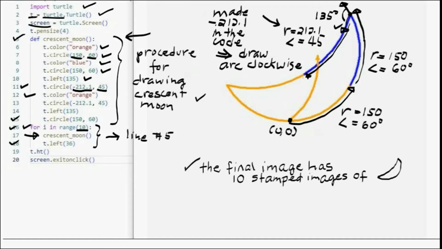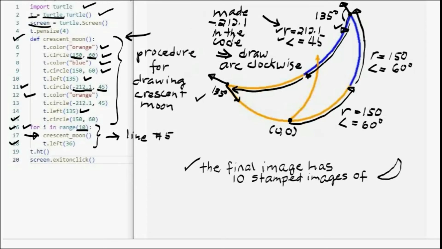It has to be orange here. Again, this arc is coming from the same big circle. Okay, the radius is 212.1 and the angle is 45 degrees. And then once you reach this point here, the end of the orange arc, the turtle is like this, but I have to turn it like this. So we have to turn the turtle 135 degrees. That's 135 degrees.